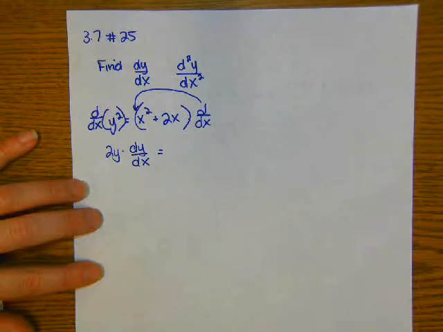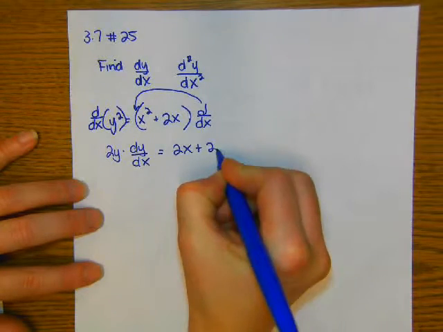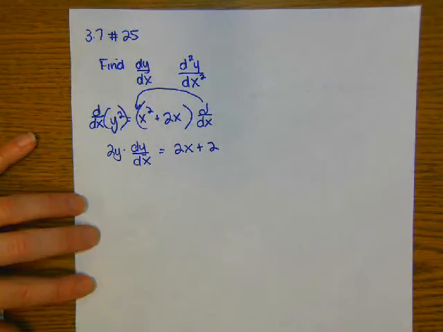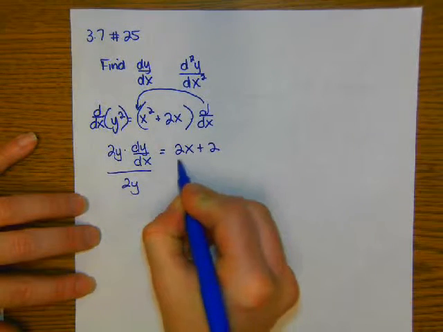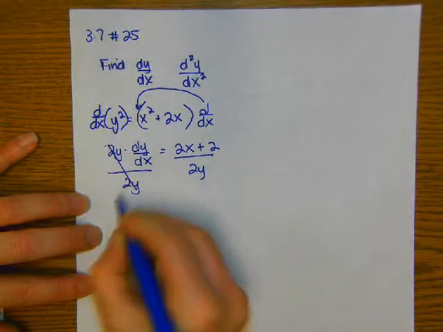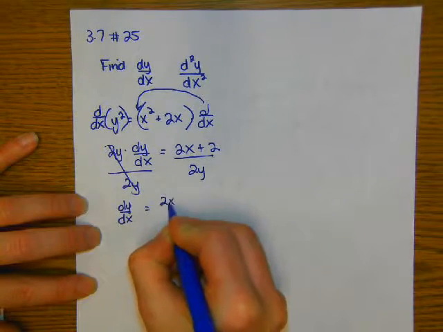Okay, so what's the derivative of y squared? 2y dy. All right, what about x squared plus 2x? 2x plus 2. Let's solve for dy dx. And we get 2x plus 2 over 2y.